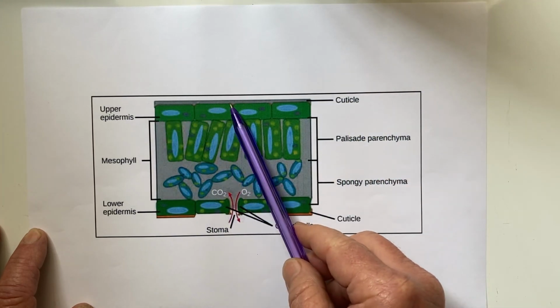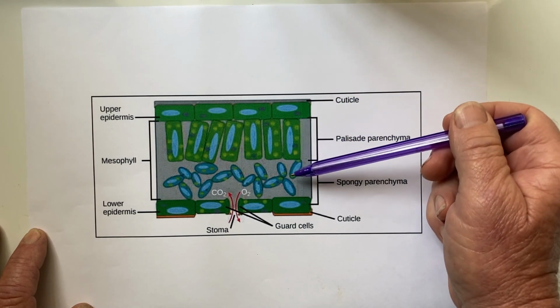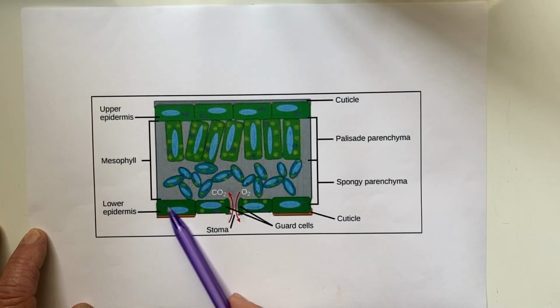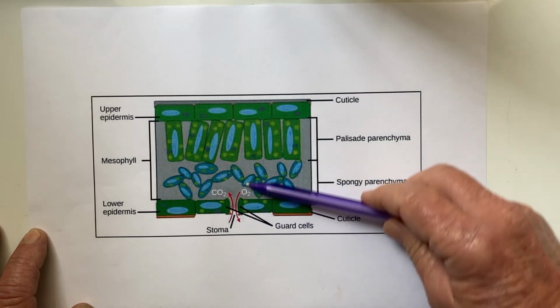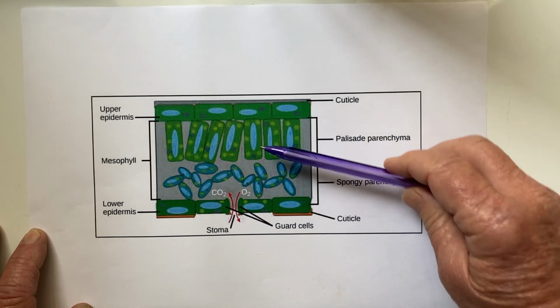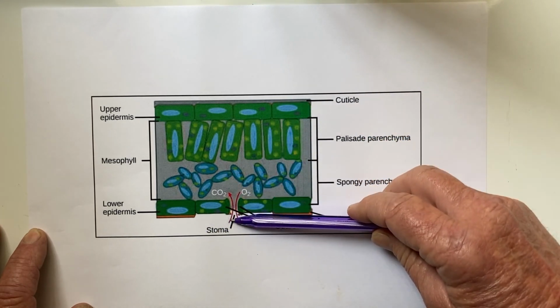Then we get our upper epidermis, and then we've got our palisade layer, our spongy mesophyll, and our stomata, and then our lower epidermis. Now, this is a really porous system. So the leaf itself allows air to breathe in and out.